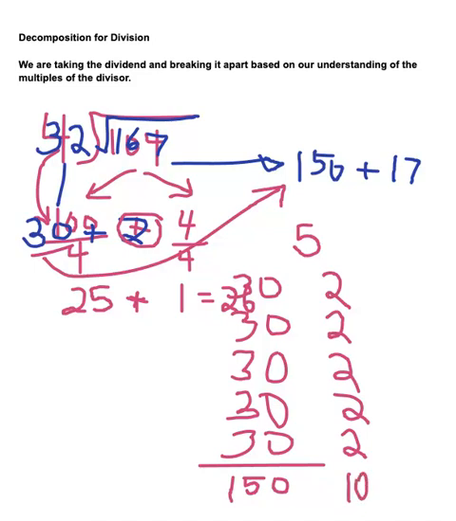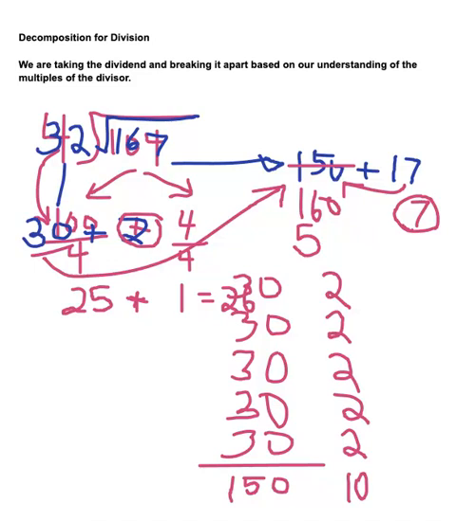So what I know is that 30 goes into 150 five times, but I also need to give over 10 more. So now I know that 32 can go into 160. What am I left with? I took 10 away from 17, so I'm left with 7. So what does that mean? Well, that means that 32 can go into 167 5 times with a remainder of 7.